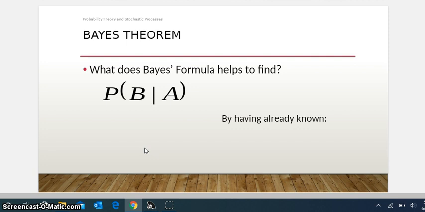So why do we use Bayes theorem? You want to calculate P of B given A, having already known P of A given B. If P of A given B is already known, then to calculate P of B given A we use Bayes theorem. With this we stop and we'll continue in the next lecture. Thank you.